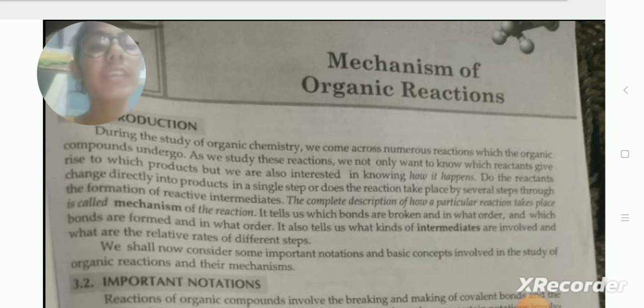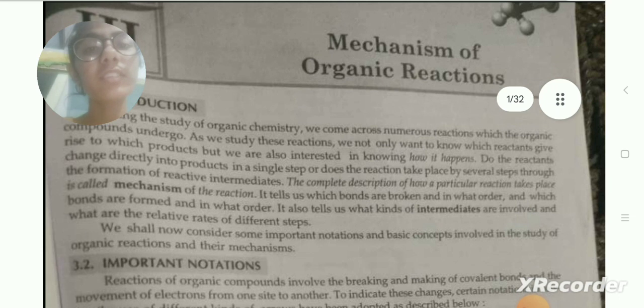Do the reactants change directly into products in a single step, or does the reaction take place in several steps through the formation of reactive intermediates? The complete description of how a particular reaction takes place is called the mechanism of the reaction. It tells us which bonds are broken and in what order, and what bonds are formed and in what order. It also tells us what kinds of intermediates are involved and what are the relative rates of different steps.